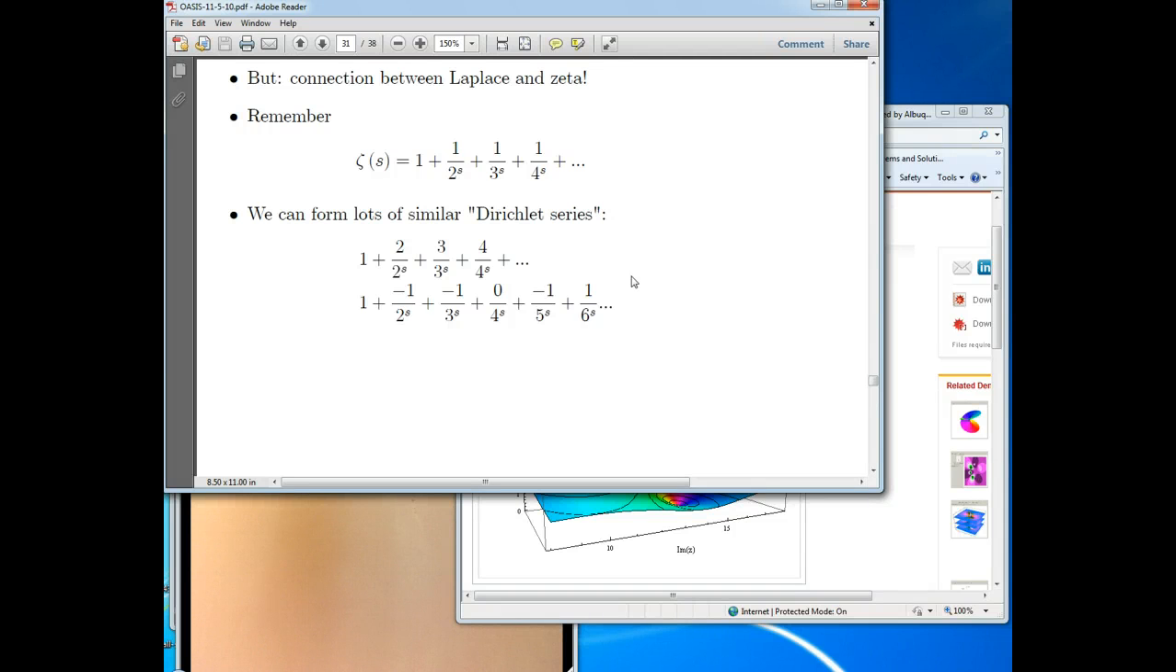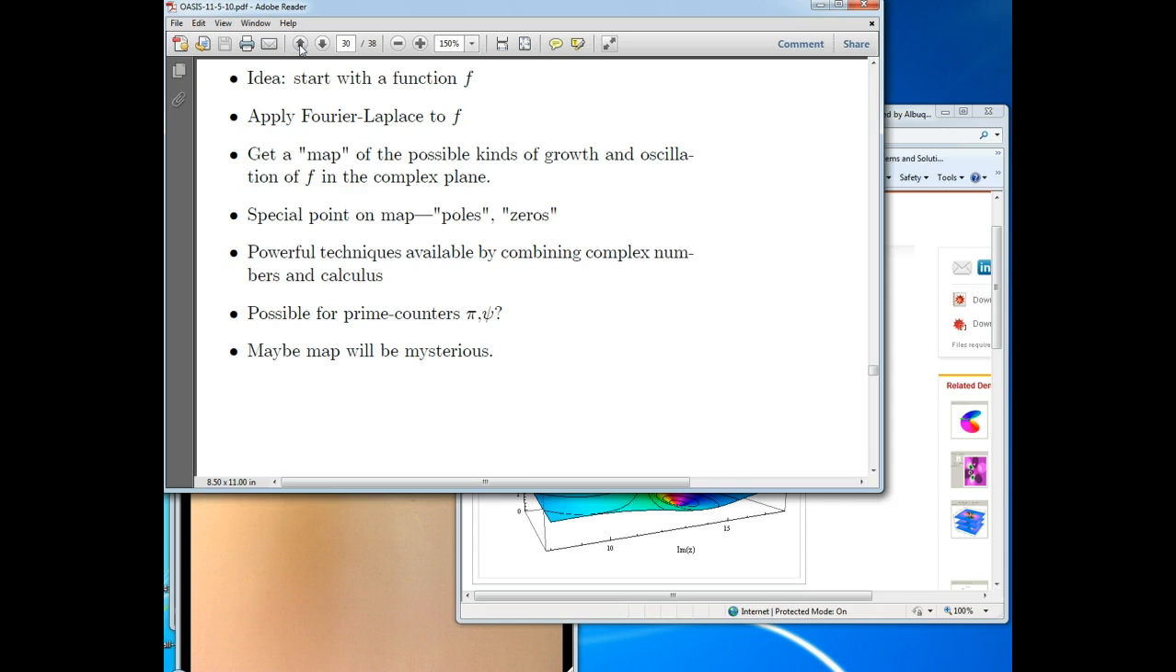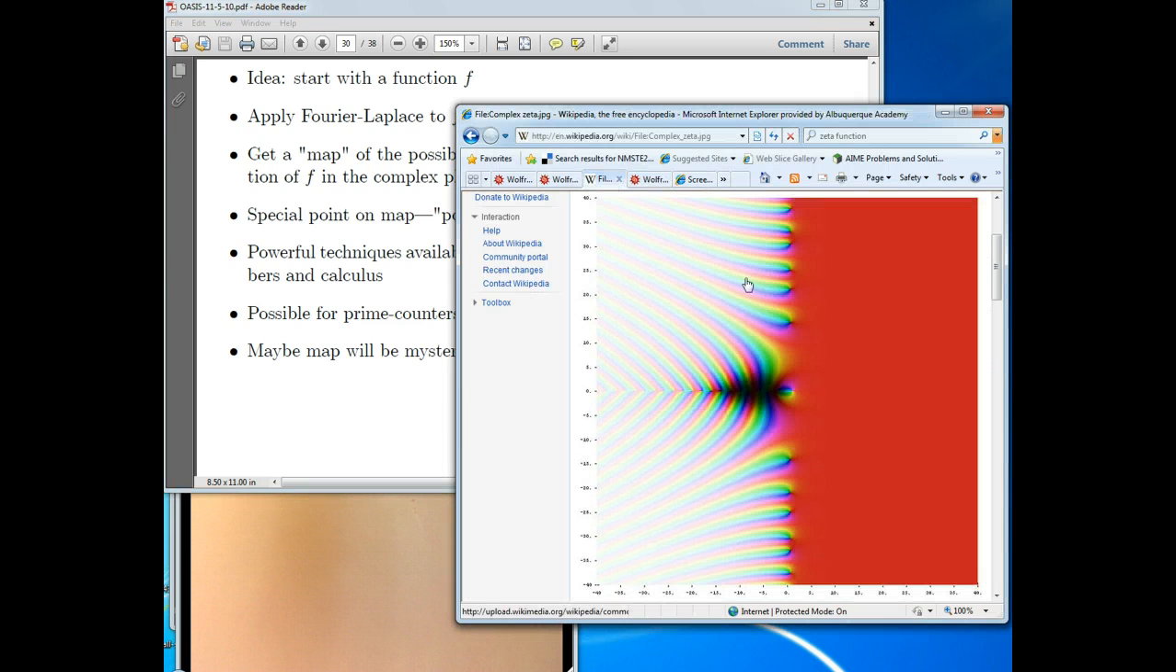Part 5 of the Riemann hypothesis. I want to go back to one thing I said at the end of the last part. I want to just show you a couple of pictures of the idea of the map of the possible growth and oscillation of f in the complex plane. What would that mean? The map and the special points on the map. Well, let me show you.